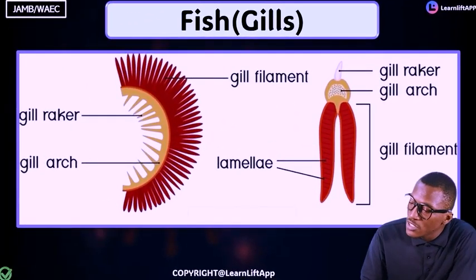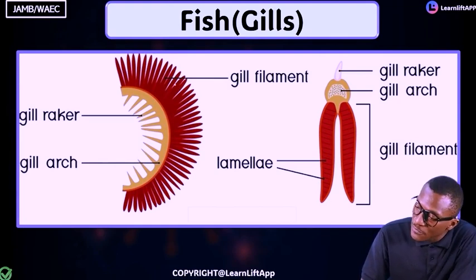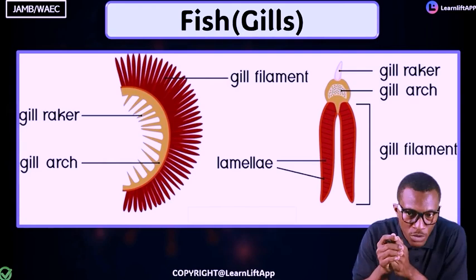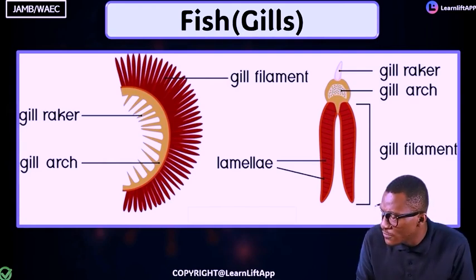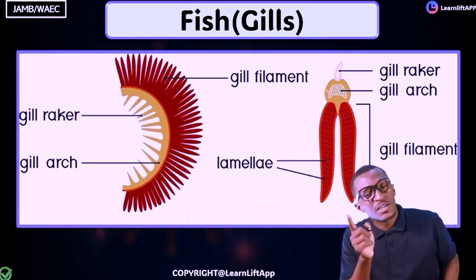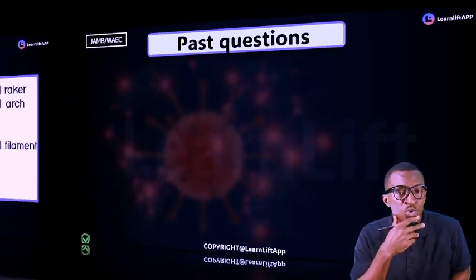Let me show you your gill rakers. You can see these are your gill rakers. These are your gill arch. These are your gill filaments. These are the gills. We said they help to filter food. Do you understand that? So attached to each gill filament is an arch and a raker. This raker does not take part in respiration. Do you understand?